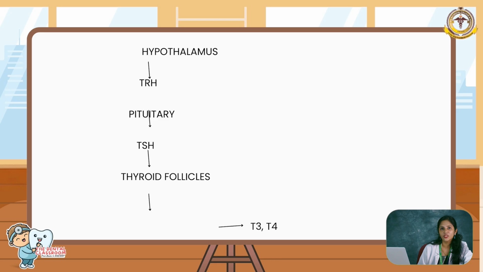So how are the hormones secreted? From the hypothalamus, thyroid releasing hormone is secreted. It will activate the pituitary. From the pituitary, thyroid stimulating hormone is released, which goes to the thyroid gland and activates the thyroid follicles. From the thyroid follicles, T3 and T4 hormones are released. This will increase your basal metabolic rate. It's very important for the metabolism of protein, carbohydrates and fat. Very important functions in our body are done by thyroid hormones.